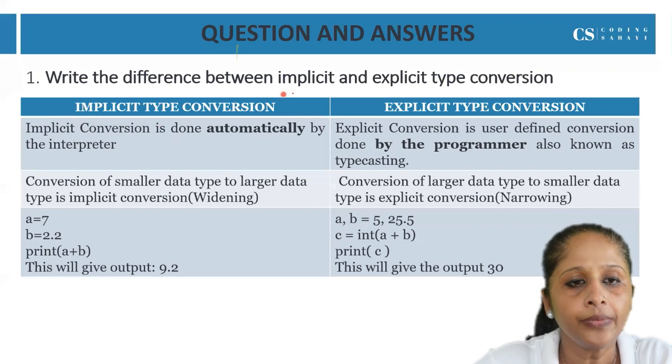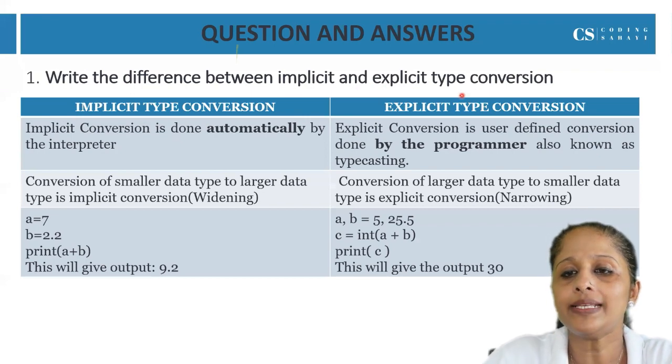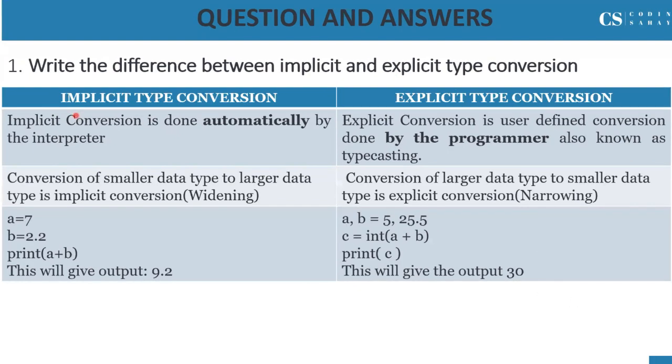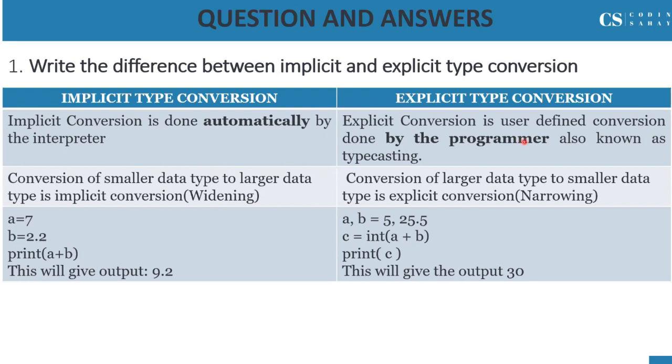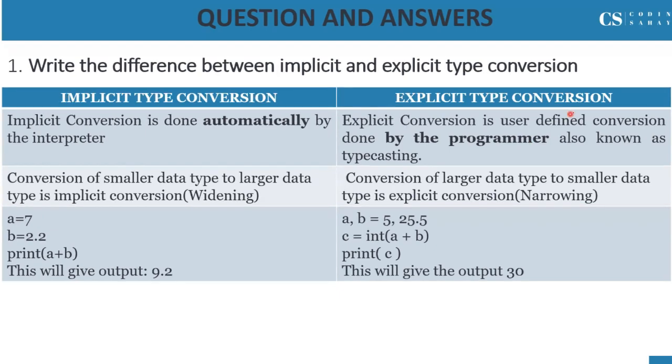The first question: write the difference between implicit and explicit type conversion. First one, implicit type conversion. Here implicit type conversion is done automatically by the interpreter without the knowledge of the user or the programmer. At the same time, explicit conversion is user defined type conversion done by the programmer. With the knowledge of the programmer we are converting one data type to another data type, and explicit type conversion is also known as typecasting.